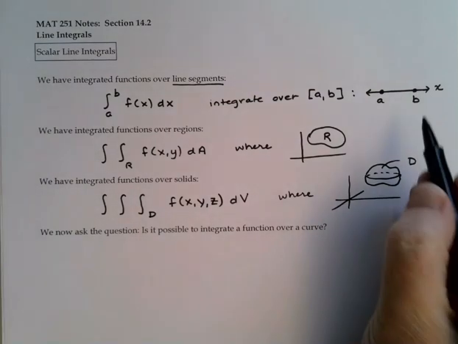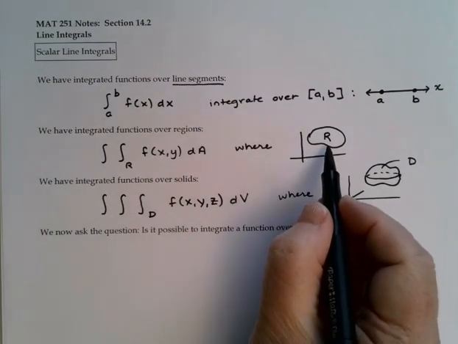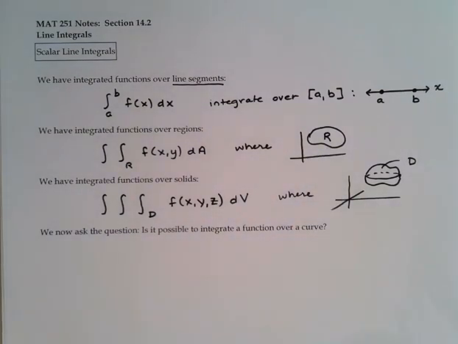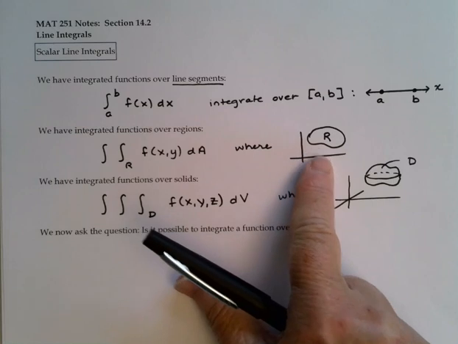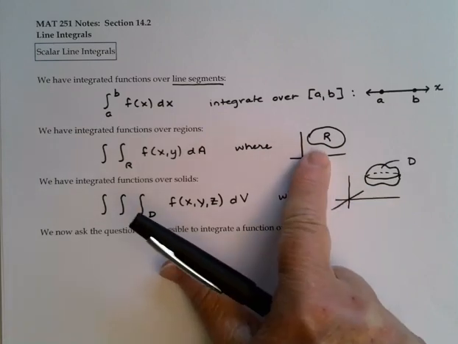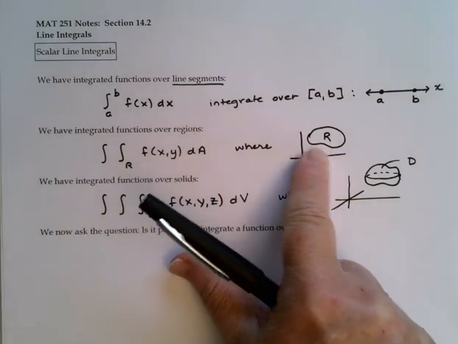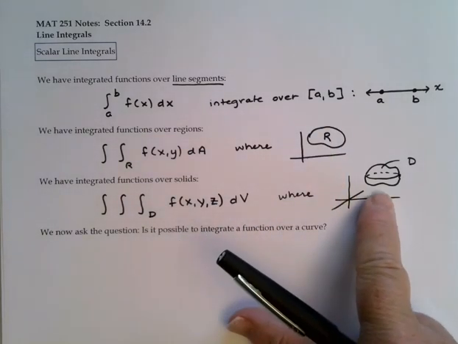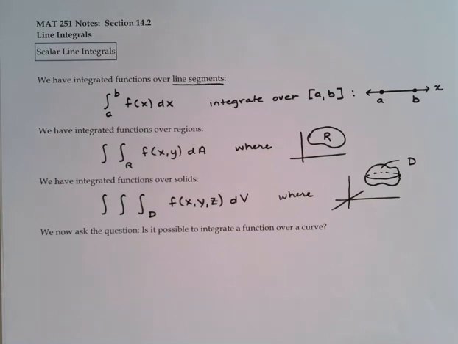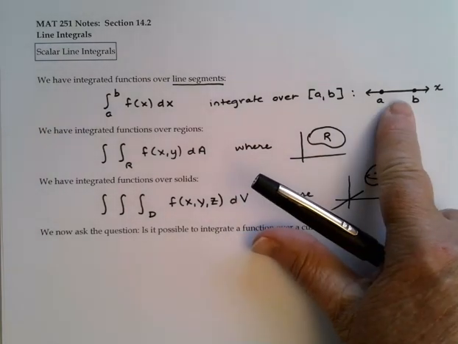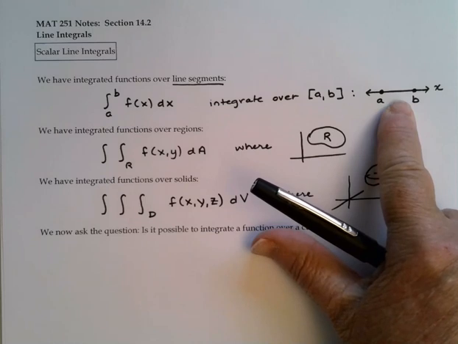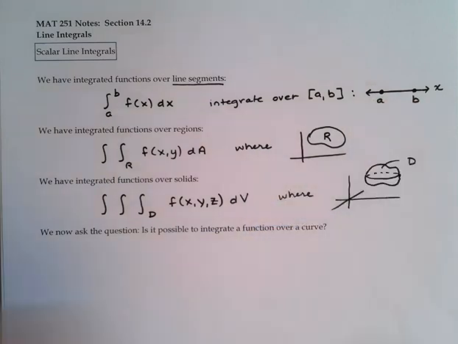All right, so we've integrated over line segments, regions, and solids. You might notice that with both the regions and the solids, we went from, for example, a rectangular region with all straight sides to a curved region. And again, with the solids, we allow for curved pieces. The only thing we haven't allowed to curve yet was all the way back here to the original, the line segment. We only allowed straight line segments, not curved ones.